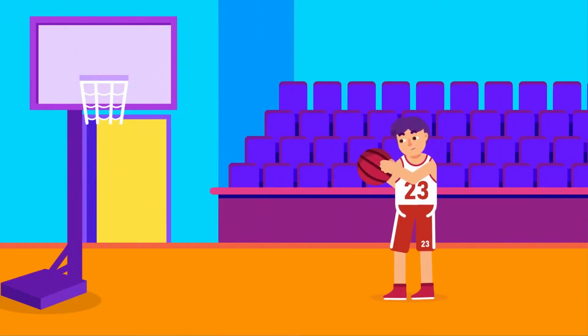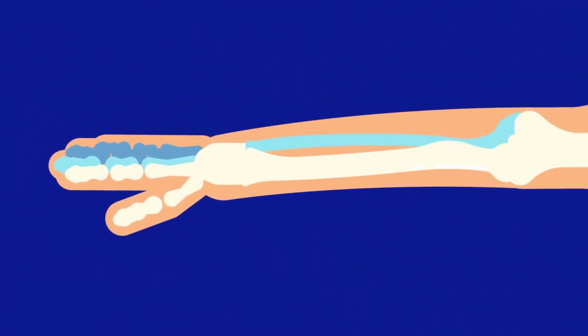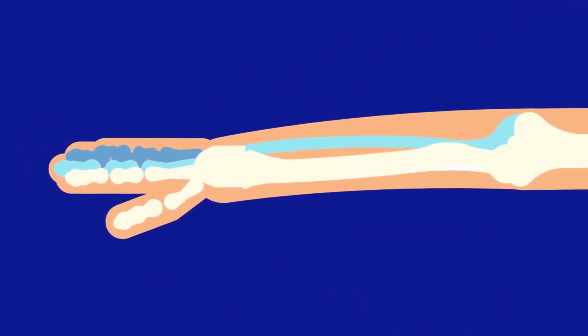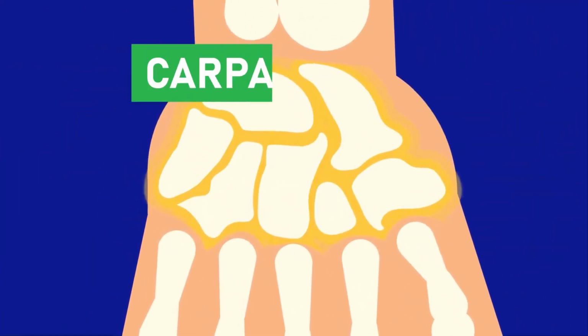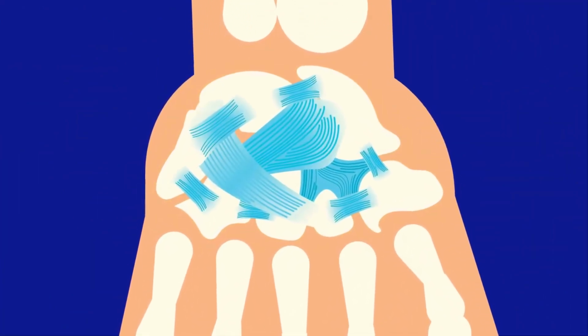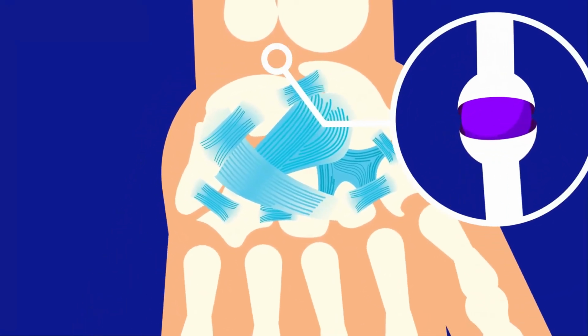When you move your palm up and down, radius spins around the ulna while ulna stays still. Both the radius and ulna connect with the bones of the wrist. The wrist contains 8 small irregularly shaped bones called the carpal bones. The ligaments binding the carpal bones are very tight, but the numerous bones allow the wrist to flex easily.